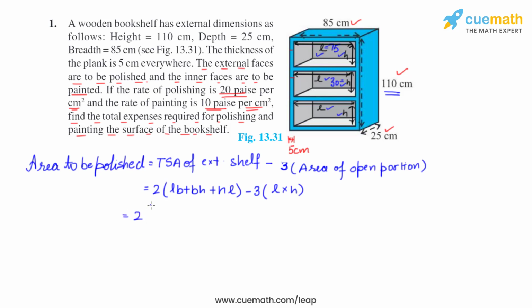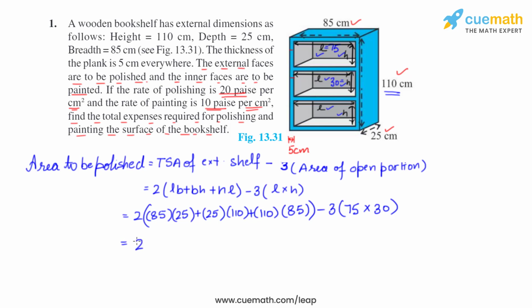Let's substitute the values. 2 into (length is 85, breadth is 25, plus breadth is 25, height is 110, plus 110 into 85) minus 3 into the inner length. The length of the open portion is 75 and height is 30. When we solve this, this comes out to be 21,700 square centimeters.